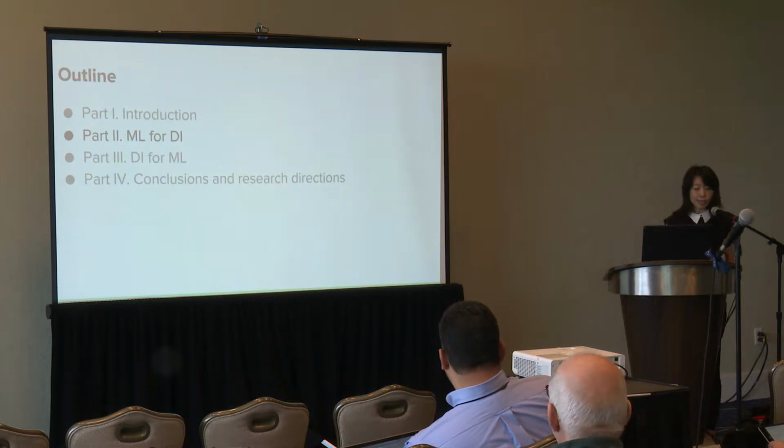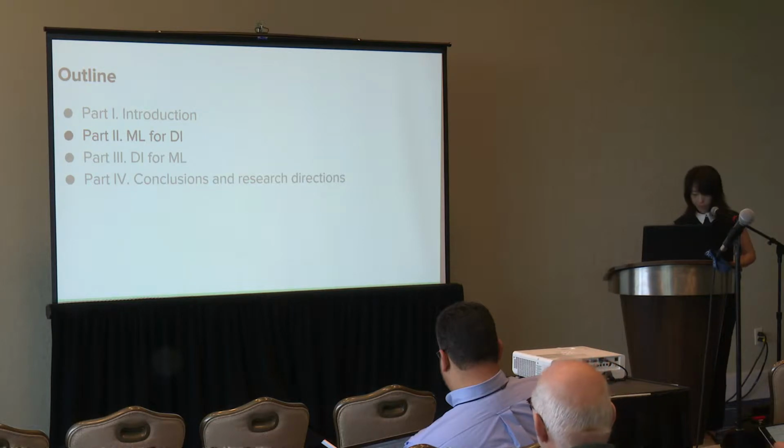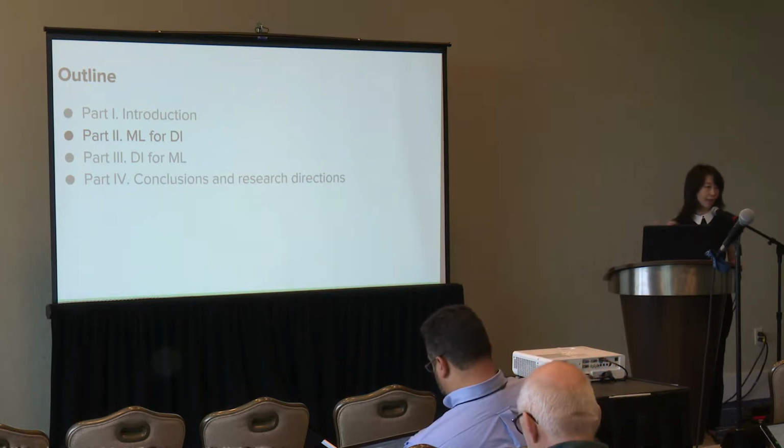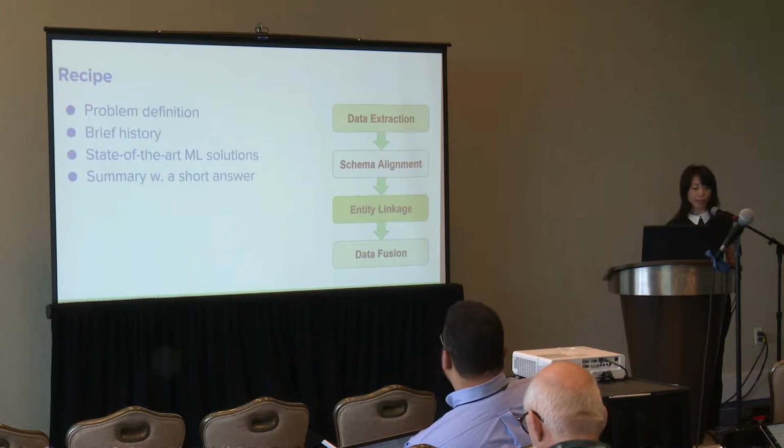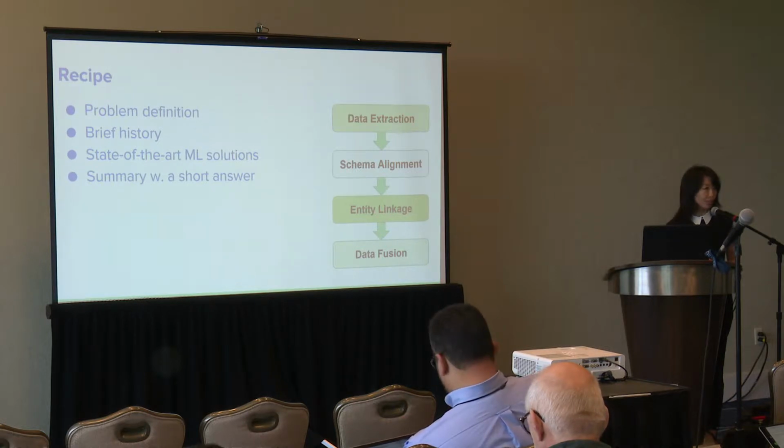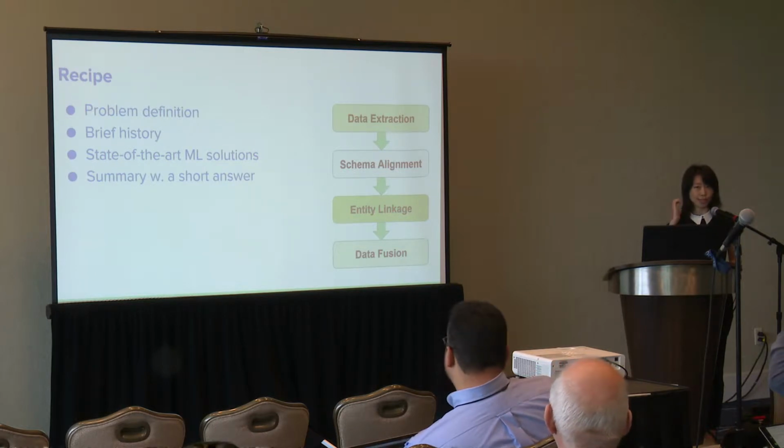Okay, next we will go to machine learning for data integration, then we talk about how data integration helps machine learning, and then we conclude. As mentioned, we will talk about the 4 components in this order. We have a recipe for each component. We will start with a problem definition, and then we will give a very brief history. After that, we will discuss a few state-of-the-art machine learning solutions. And finally, we will give you a summary with one short answer that you can remember and then claim to others you already know this field.